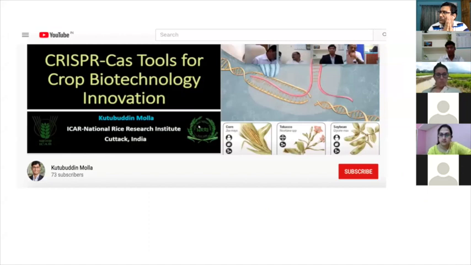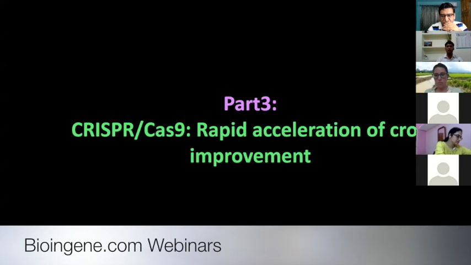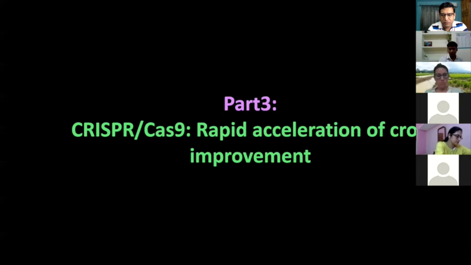I'm not going into details of all the CRISPR-Cas tools that are available for all kinds of biotechnological applications, but I did a webinar a few days ago, so you could go through YouTube and listen to me for all the different kinds of tools. I'm not going into details today. So in part 3, this is the part where I want to justify my title, how it is rapidly accelerating crop improvement. I will give you some examples of how it is impacting crop improvement all over the world.